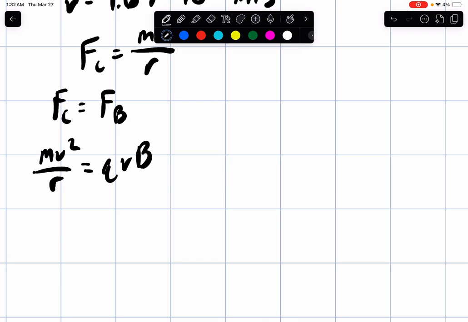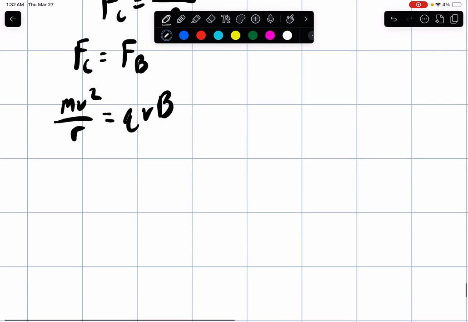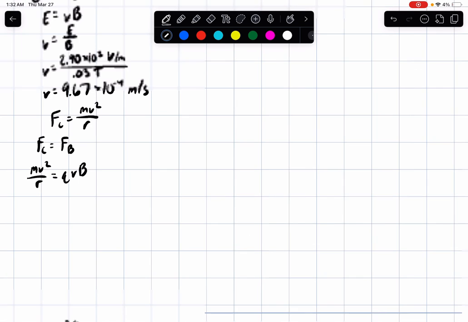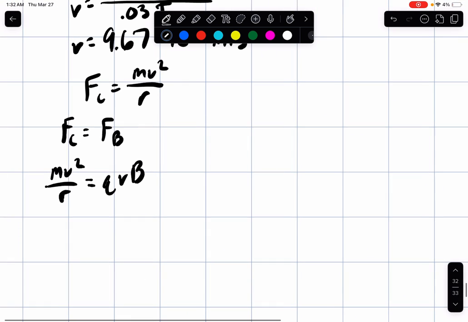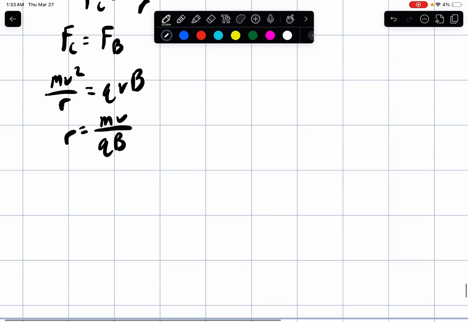So now you just have to rearrange, because what you want to find is the radius of the path. So you have m, it gives you in the problem. You have the velocity, you have the charge, and you have the magnetic field. So basically move everything to one side, and then r on the other. By moving around, you get that r is equal to mv over qB.